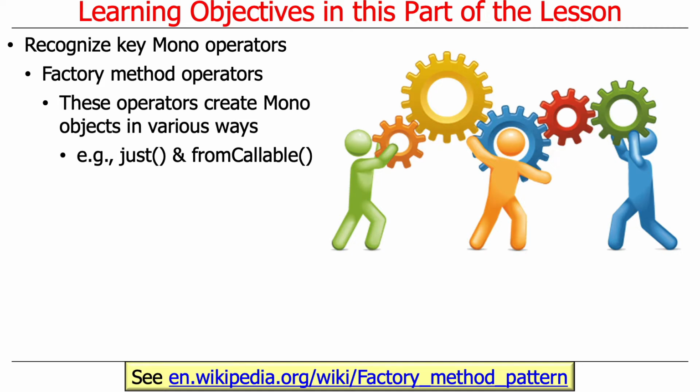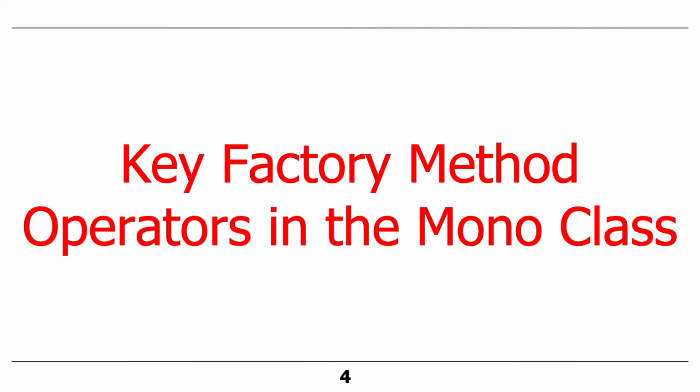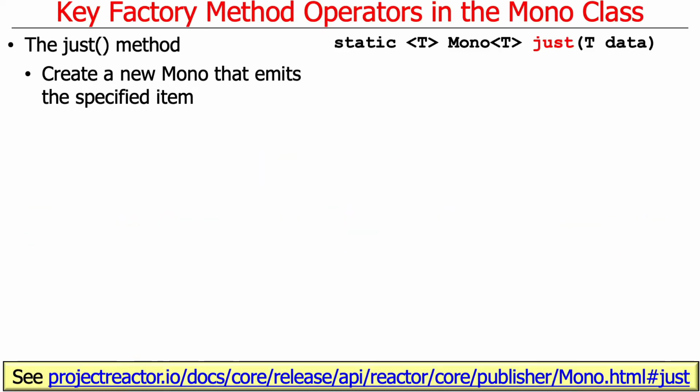And we're going to start our discussion with factory method operators, which are operators that create Mono objects in various ways. There's a bunch of different factory methods that are part of the Mono class. We're going to talk here about the just and fromCallable factory method operators. So we'll start with the just method.